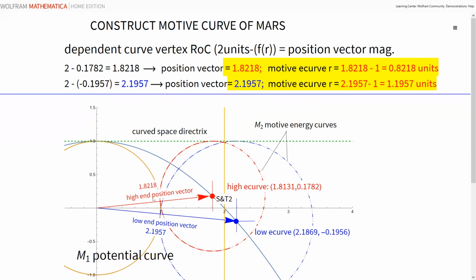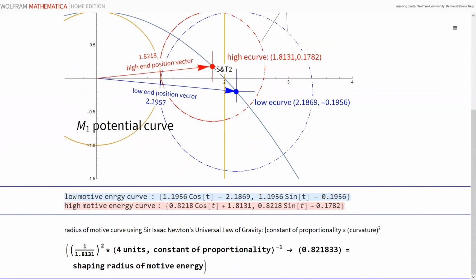Let's work with the high end position vector. We notice the magnitude is 1.8218. We also notice the potential is 1 unit. So the motive curve radius is going to be 1.8218 minus 1, which gives us 0.8218 units. High motive energy curve: 0.8218 cosine t plus the event radius, 0.8218 sine t plus f of r.